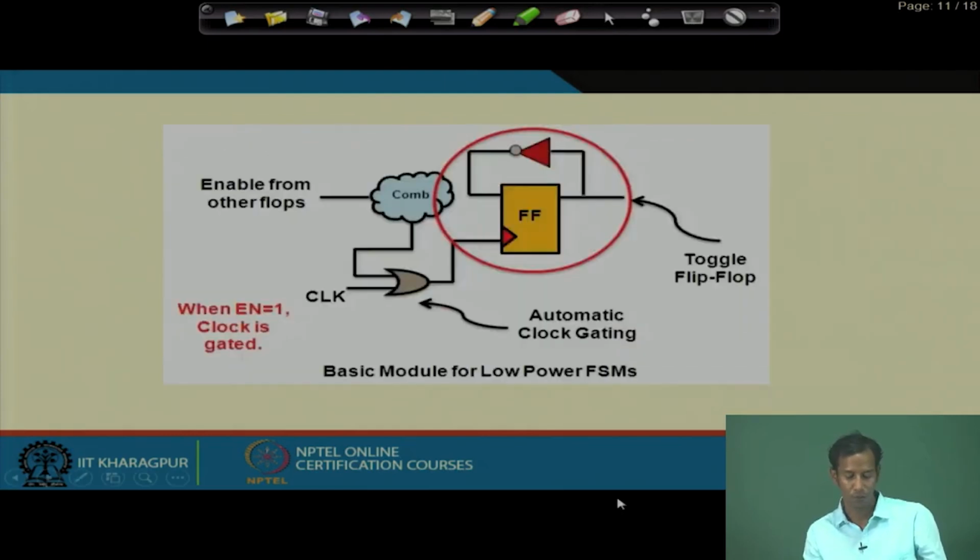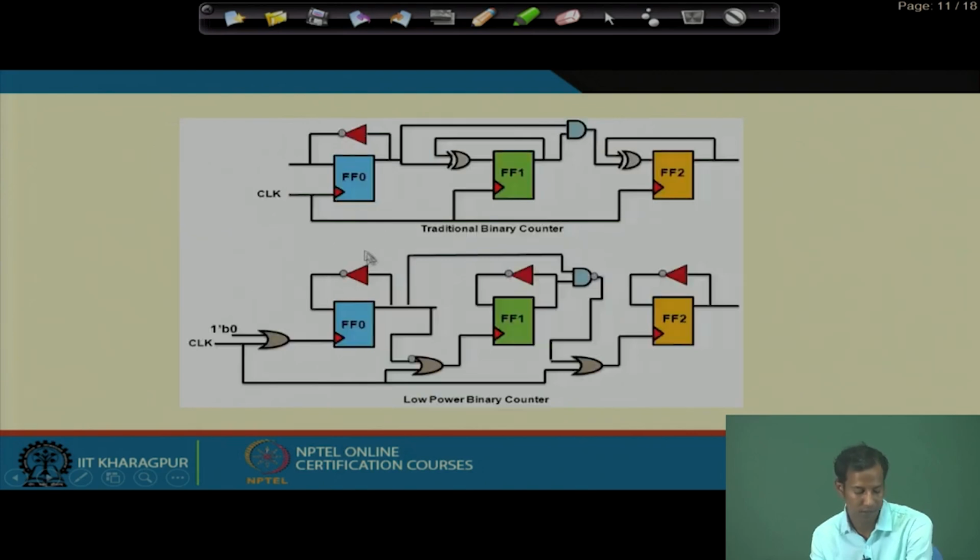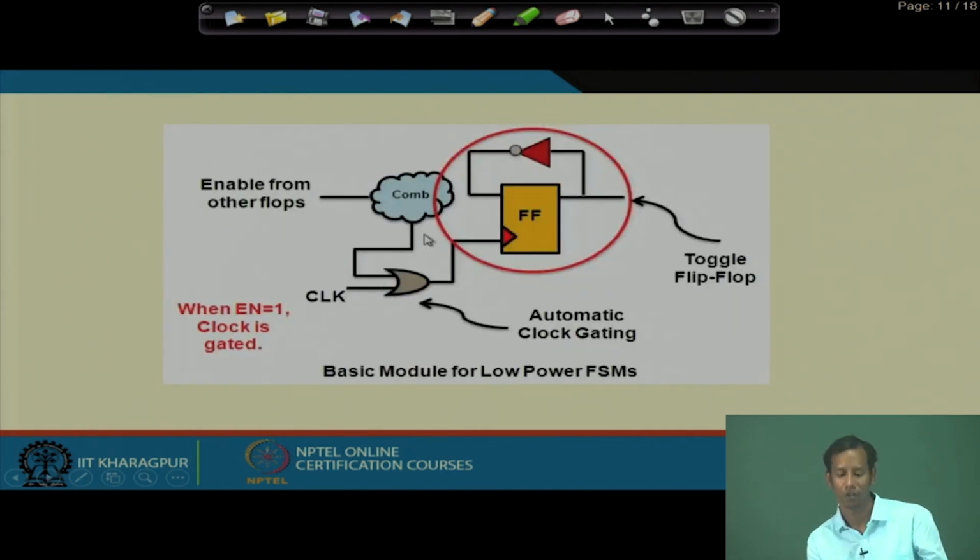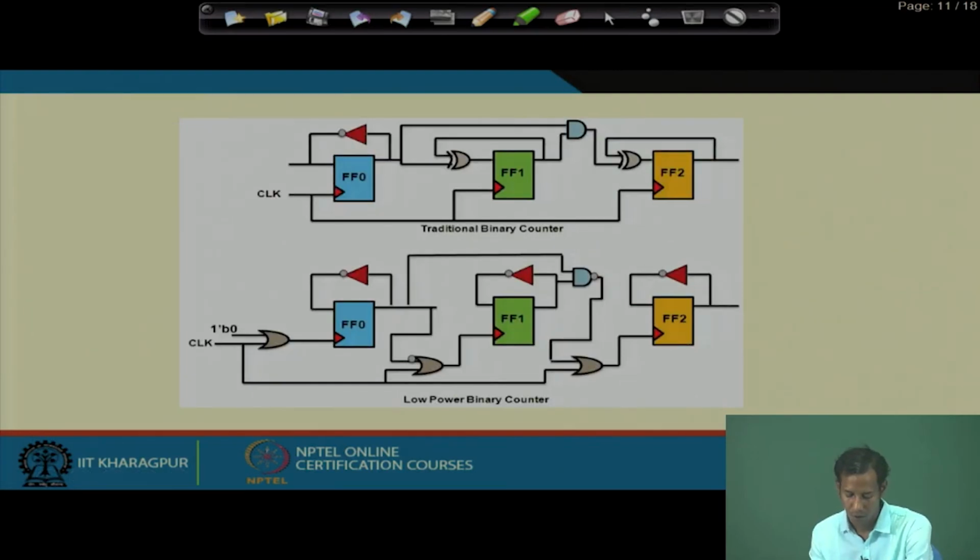Okay. So, this says that when the enable comes from this combinational logic and the enable is 1, the clock is gated and will be activated. And when this enable is 0, the clock will not affect the corresponding circuit. So, this is one example of this.